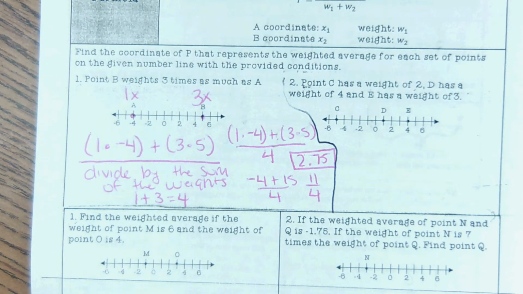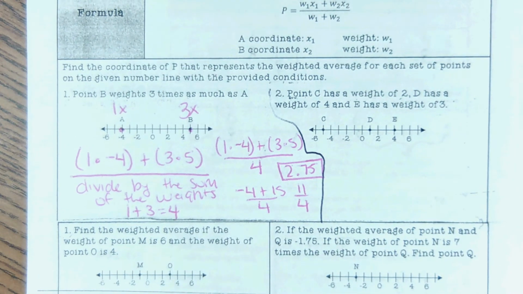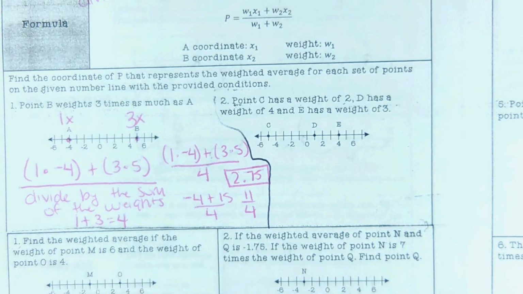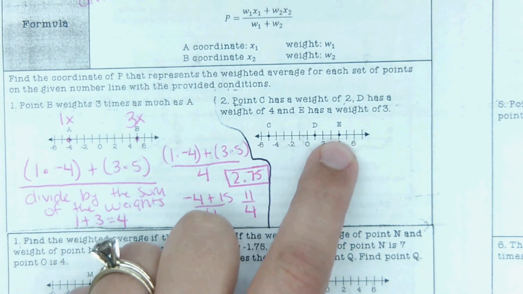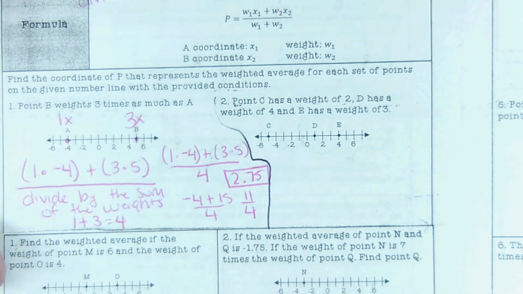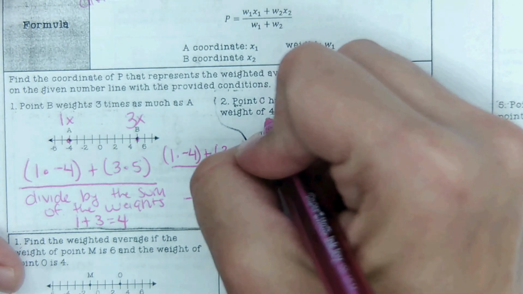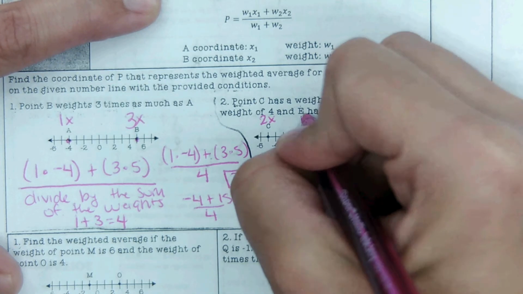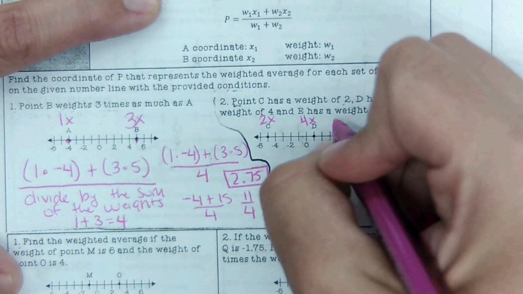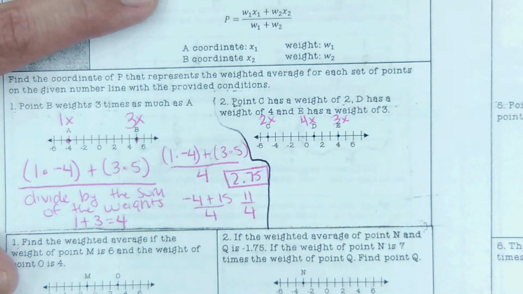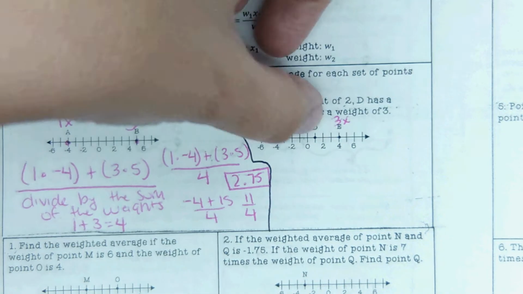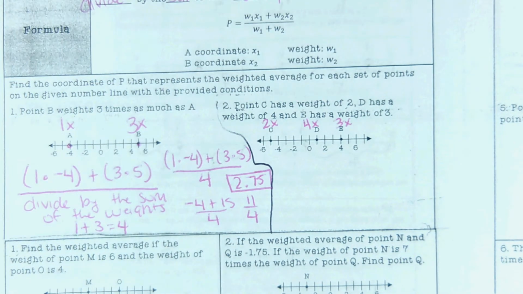Okay, next. Okay, so next one, same idea. This time there are 3 points. It says point C has a weight of 2, so 2 times. D has a weight of 4, so that'll be 4 times. And E has a weight of 3, so that'll be 3 times. Or you could visualize it as 2 blocks, 4 blocks, and 3 blocks, however your brain kind of works.